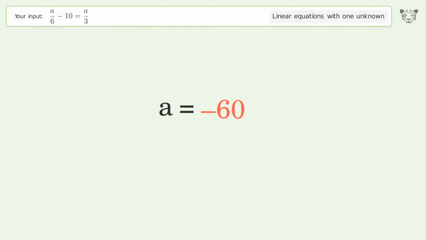And so the final result is a equals -60.